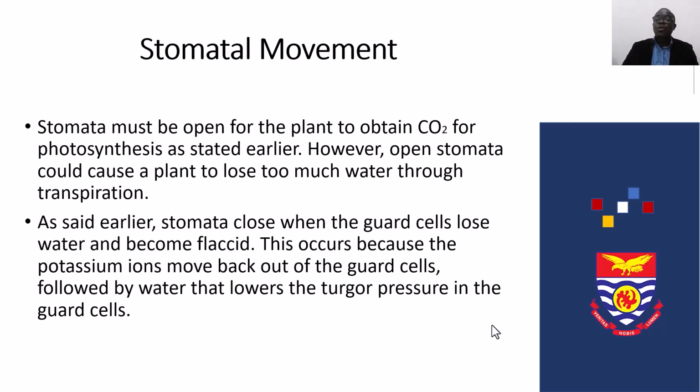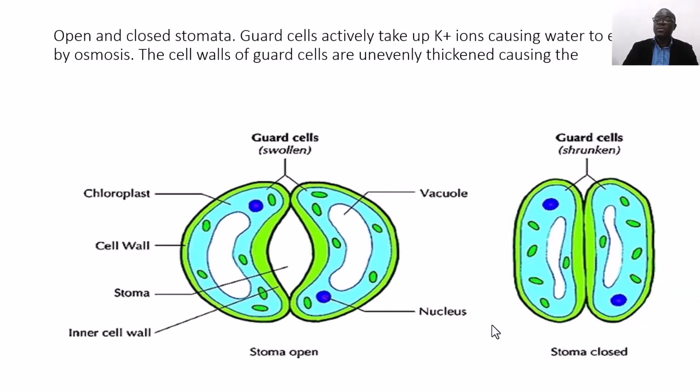Stomata must be open for the plant to obtain carbon dioxide for photosynthesis, as stated earlier. However, open stomata could cause a plant to lose too much water through transpiration. As said earlier, stomata close when the guard cells lose water and become flaccid. This occurs because the potassium ions move back out of the guard cells, followed by water that lowers the turgor pressure in the guard cells.